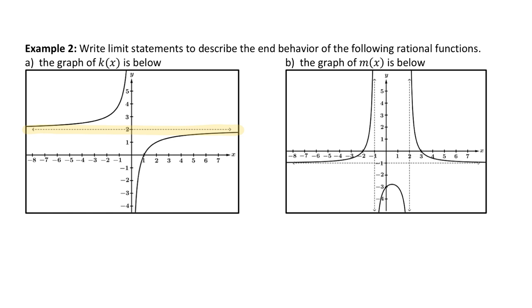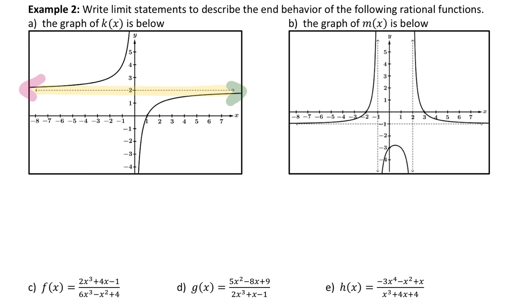If you look on the left side of the graph, that arrow is getting closer and closer to 2. And if you look on the right side of the graph, that arrow, I know it's not there, we're drawing it in, is getting closer and closer to 2 as well, which means we can write the limit statement for the graph of k as follows. We can say the limit as x approaches negative infinity for k of x is equal to 2.